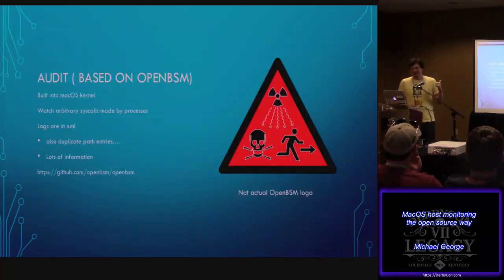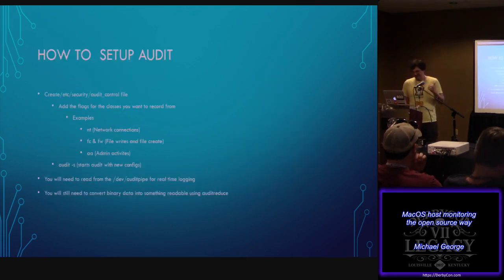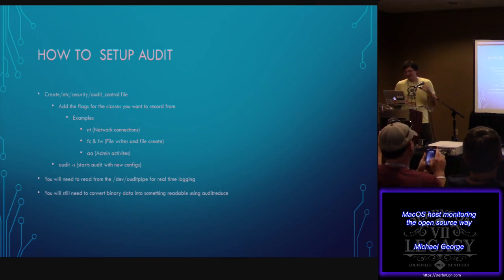The picture is because it's kind of a pain. Trust me, this isn't as easy as I would like it to be. But for everyone that's here, if you modify the audit control file in your /etc/security/audit_control, change the flags up to what you would like to monitor for. Some examples I included in here are NT, FC, FW, and AA.